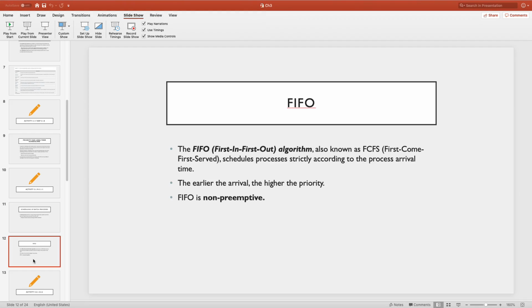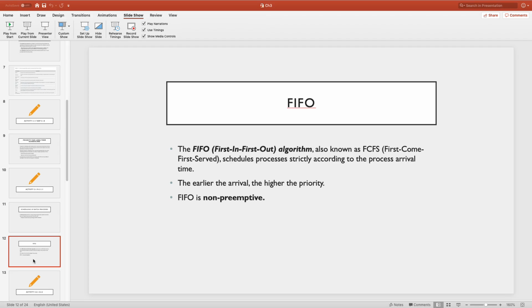Okay, so first in, first out. It's also known as first come, first served. It schedules processes strictly according to process arrival. So this is the simplest algorithm you can go with. The earlier the arrival, the higher the priority. So that's what the priority is. It's like arrival time.